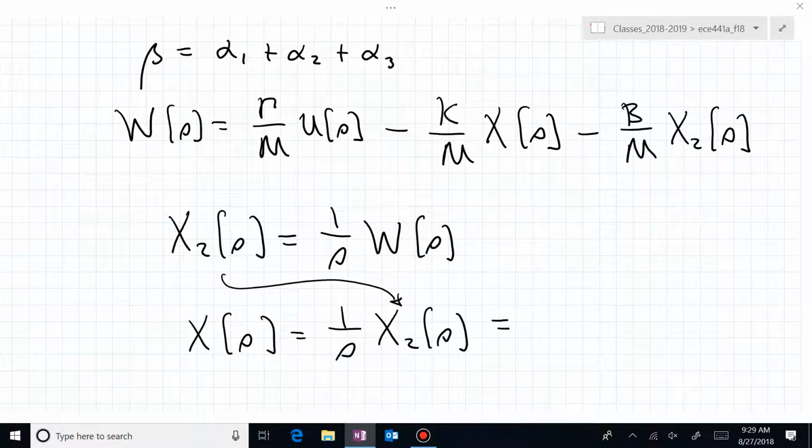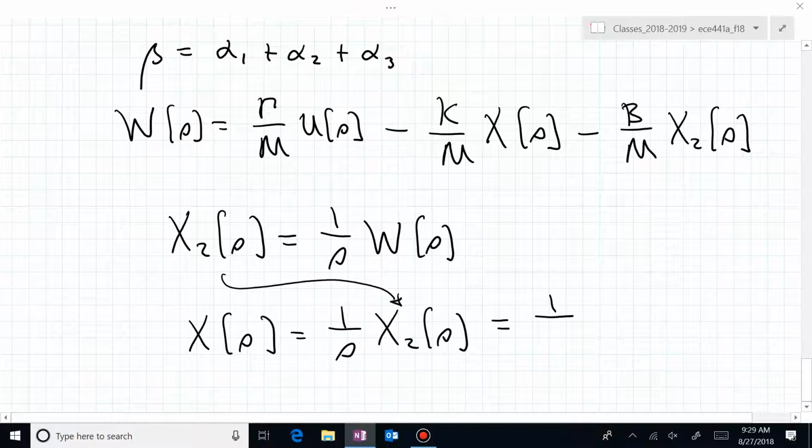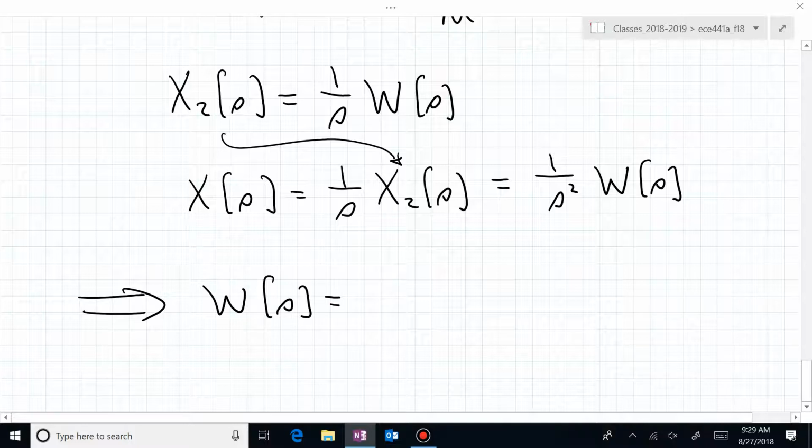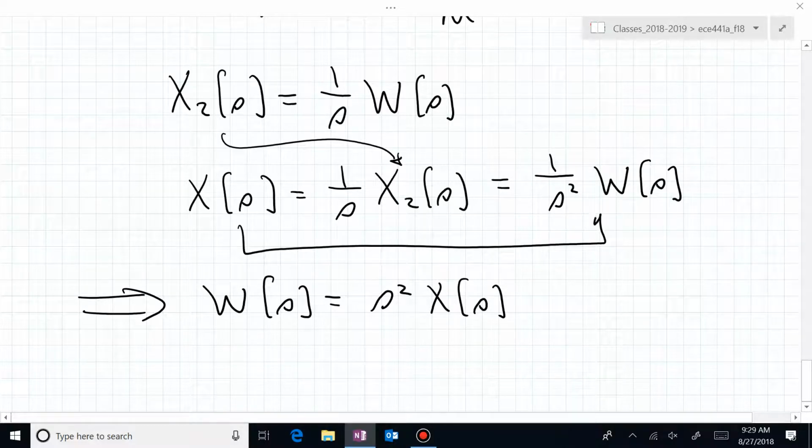We can also say, oh, we also have 1 over S times 1 over S W, or 1 over S squared W of S is X as well. And now we have the relationships that we need. W of S, anywhere in that original equation, we can replace it with S squared X of S using this relationship.